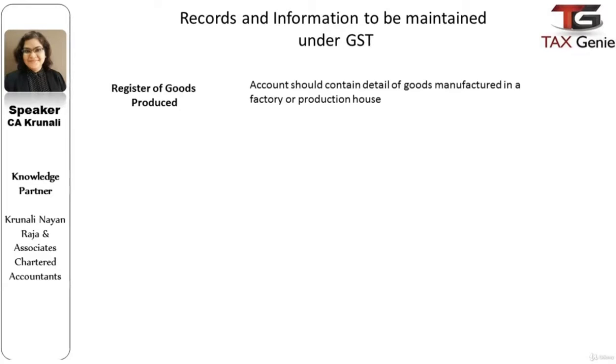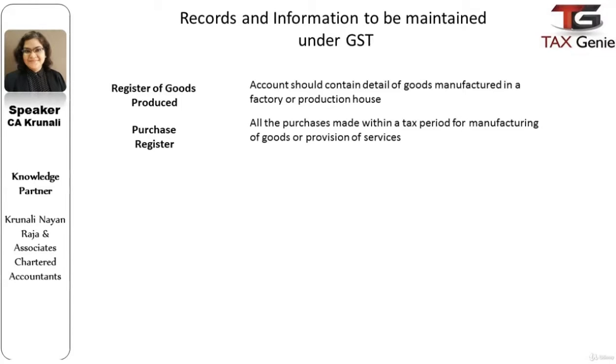First and foremost is the register of goods produced. This record needs to be maintained by the manufacturer of goods. This record should contain details of goods manufactured in a factory or a production house. It should show quantitative details of raw materials or services used in the manufacture, as well as quantitative details of goods so manufactured, including details like waste and byproducts thereof.